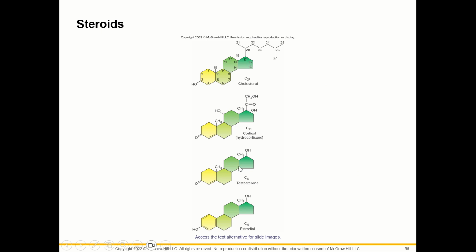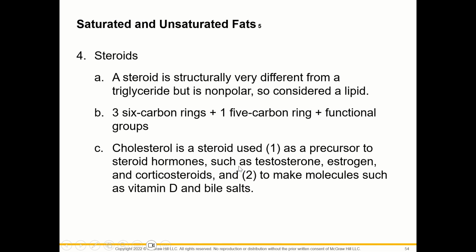And so cholesterol is going to be a steroid lipid, and we generally think of cholesterol as a bad thing, but it's not. It's a precursor to the steroid hormones such as testosterone, estrogen, and the corticosteroids, and it also is used to make molecules such as vitamin D and bile salts.